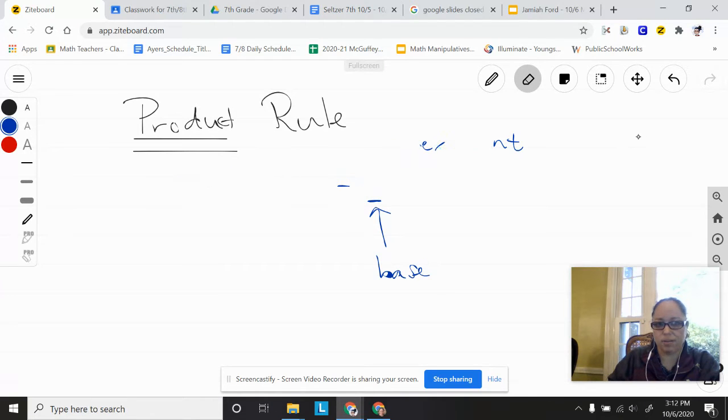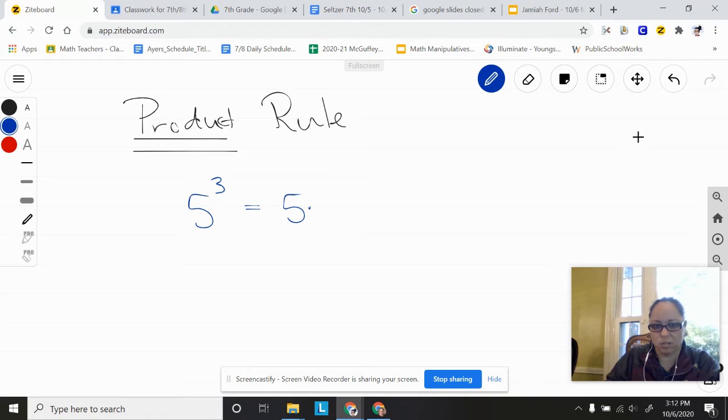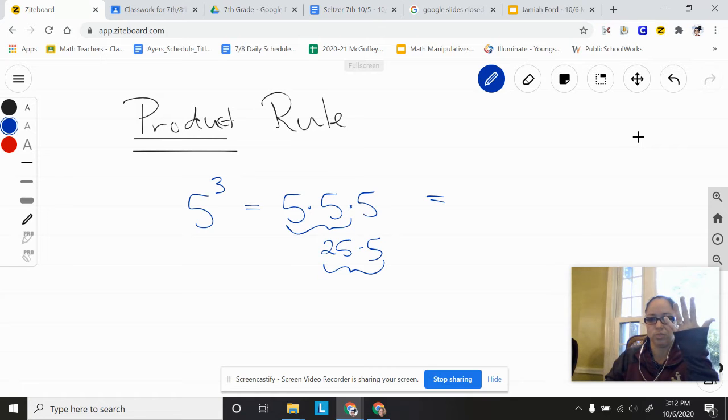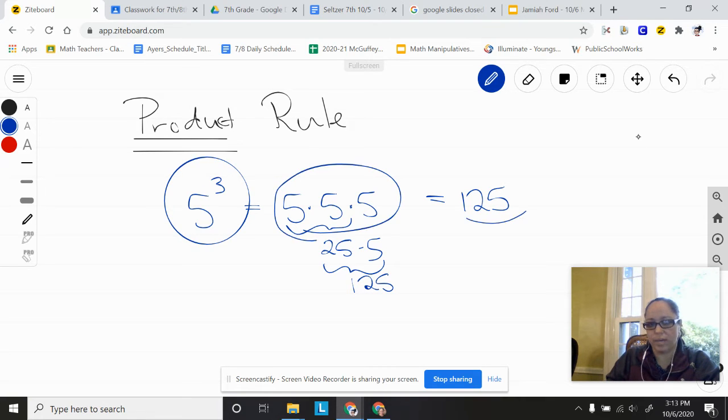What if I have, let me erase everything here. What if I have 5 to the 3rd power? Well, that's the same as 5 multiplied by 5 multiplied by 5, which of course, 5 times 5 is 25. And when I still multiply that by 5 one more time, 25, 50, 75, 100, 125. So that is equal to 125. All of these are equivalent but different ways of writing the number 125. 125 can be expressed as 5 times 5 times 5. It can also be expressed as 5 to the 3rd power.